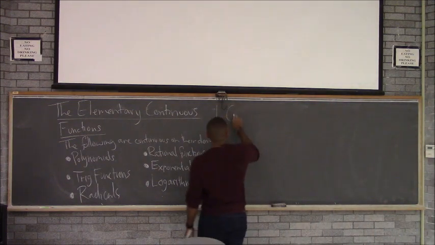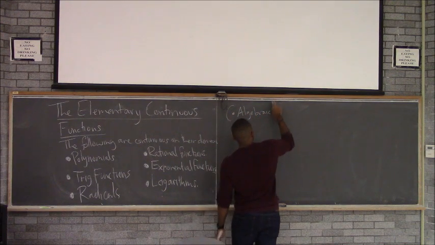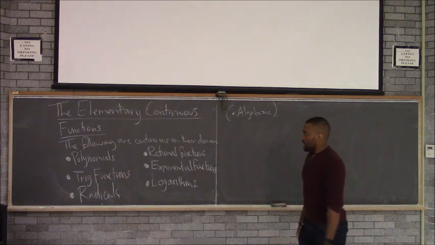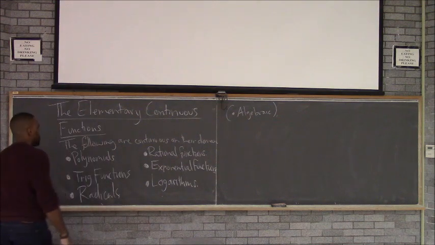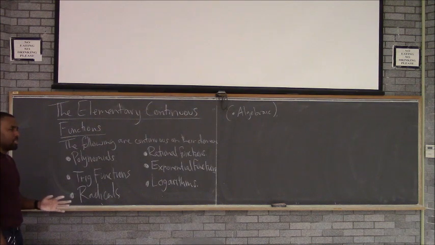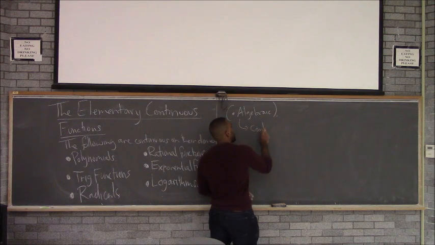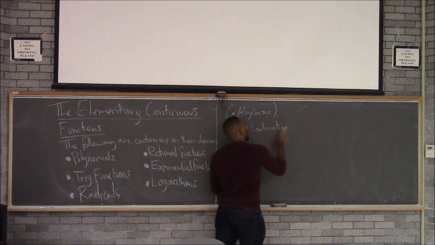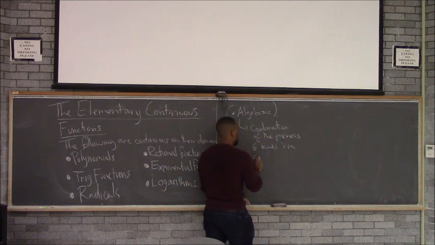So an unofficial 7th one is the algebraic functions. It's really a bad name because at higher level mathematics, algebraic actually means something different. But for us, it just means a combination of the previous 6 via arithmetic or composition.